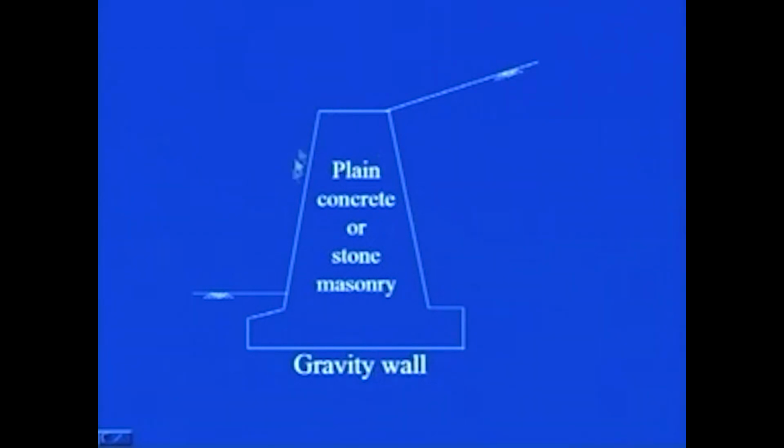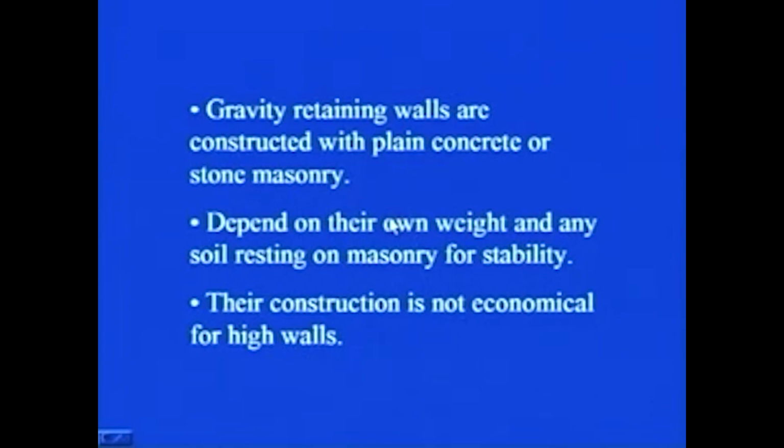Gravity wall is made up of usually plain concrete or stone masonry. What are the various features of this wall? Gravity retaining walls are constructed with plain concrete or stone masonry, and depend on their own weight and soil resting on masonry for stability. So, you see there is no reinforcement in this, and it is only its weight which is providing the stability to this kind of wall.